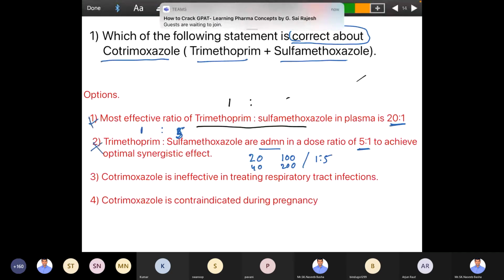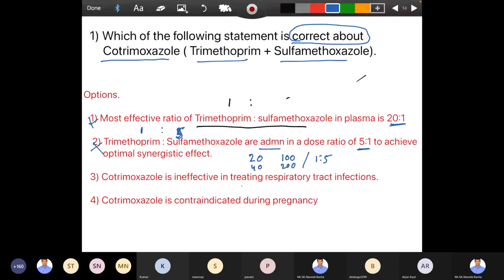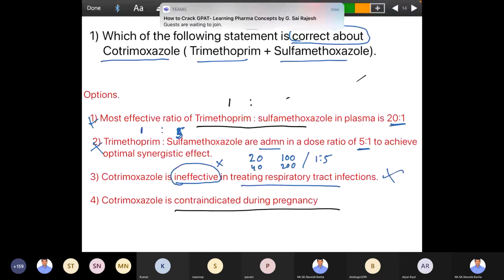Next one. Cotrimoxazole is ineffective in treating respiratory diseases. No, it is effective. So this answer is wrong. If it says effective, then it is true, but it says ineffective. No, this is not correct. Then which of the following is correct? Cotrimoxazole is contraindicated during pregnancy. True. This one is the right answer.